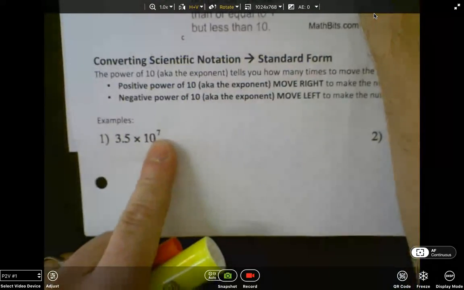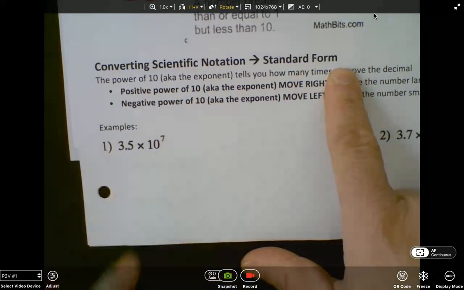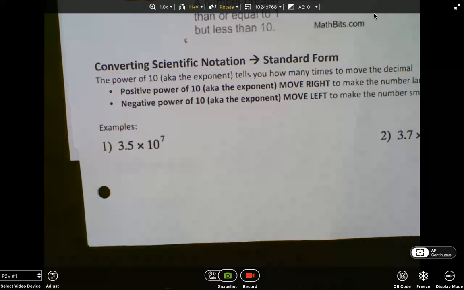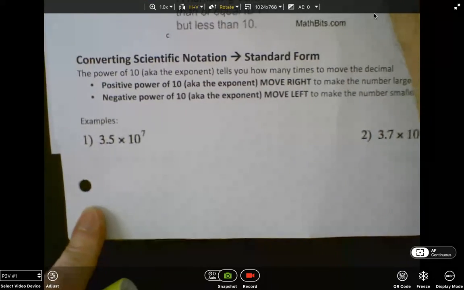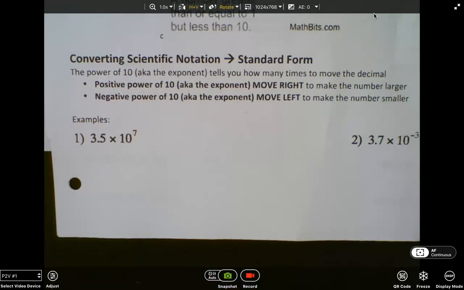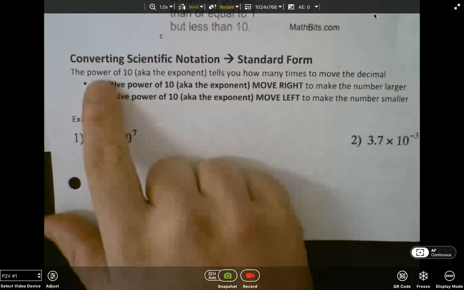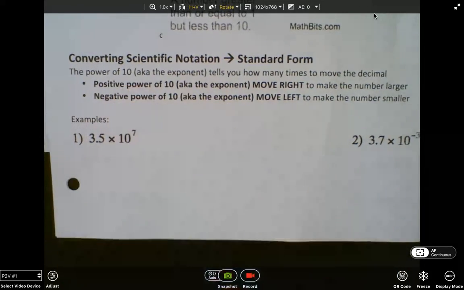So the first step we have to learn to do is take stuff in scientific notation and put it into standard form. Standard form is a fancy word for how we just write numbers since we were like 4, 5, 6, 10 years old. Who wants to read this part nice and loud? Come on, you can be in the video for our band friends. Come on, Tori. Go ahead, read it. The power of 10, aka the exponent, tells you how many times to move the decimal.